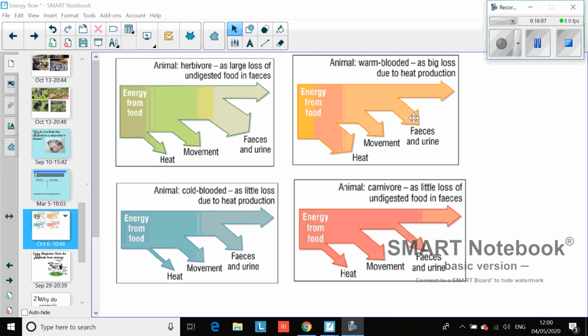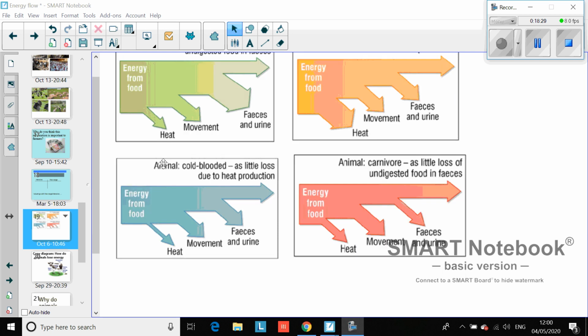So it's a warm-blooded carnivore that moves around quite a lot. Think about what that could be. So that could be a bird of prey or a lion or tiger or something like that. But we know it's warm-blooded because it gives off a lot of heat. Look at that, all that energy being lost as heat. Only a very small amount, again, goes up to the next level. Okay, so this is slightly different.